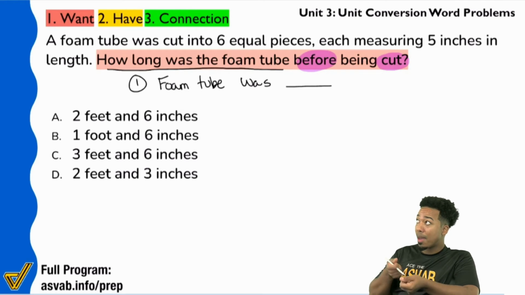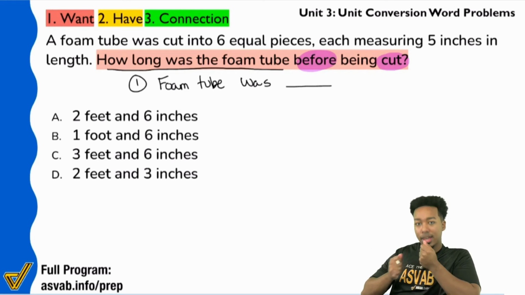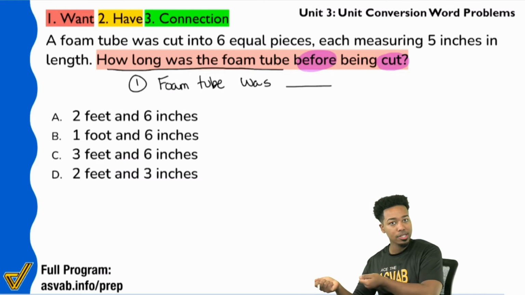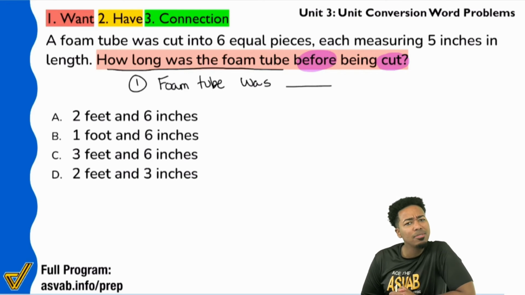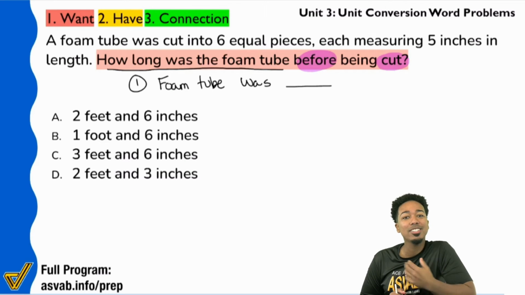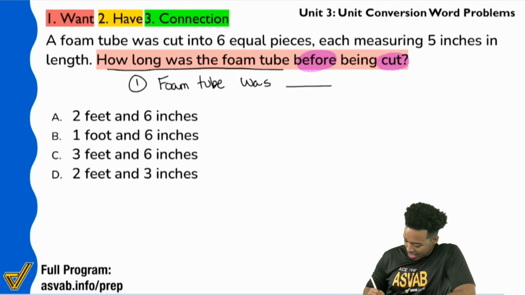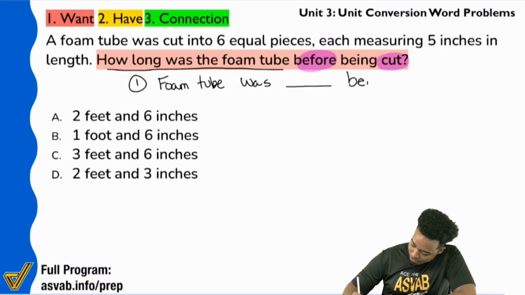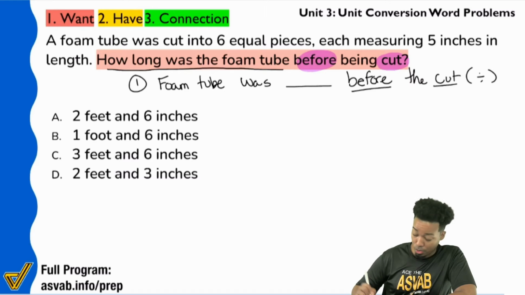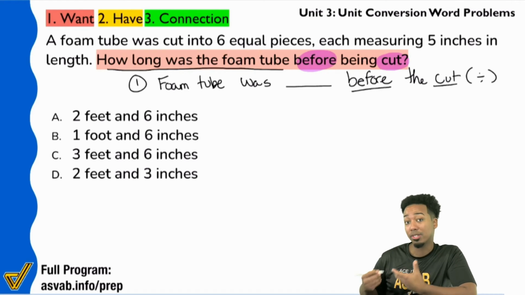So if we want to get back to the original length, we have to do the opposite of dividing it into equal pieces. What's the opposite of dividing? Multiplying. And that's going to be a big hint in terms of how we solve this problem. So again, before the cut, before the division, to get the answer, what we're going to do is work backwards and multiply.